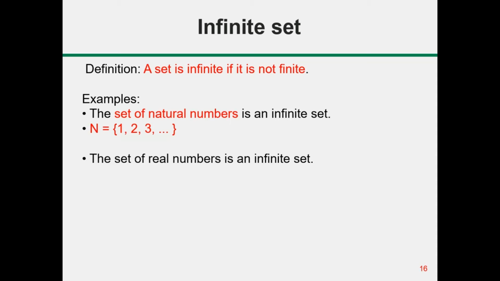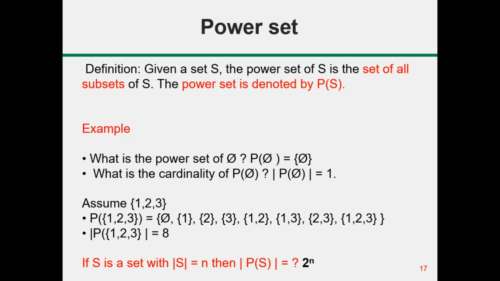For example, N is 1, 2, 3, dot dot dot, the ellipsis. So it means it continues. So this is an infinite set. The set of real numbers, for example, is also an infinite set.